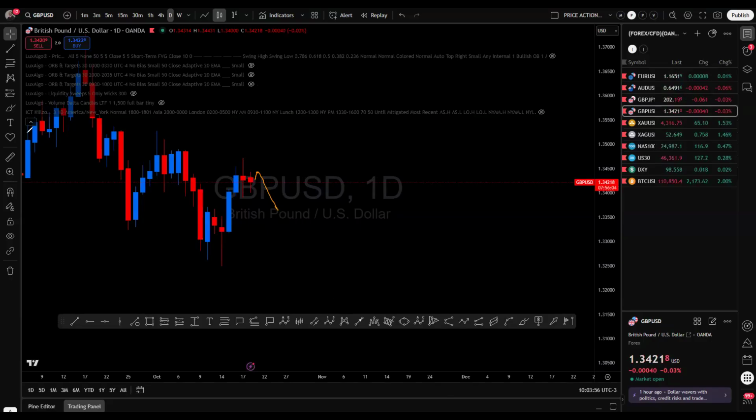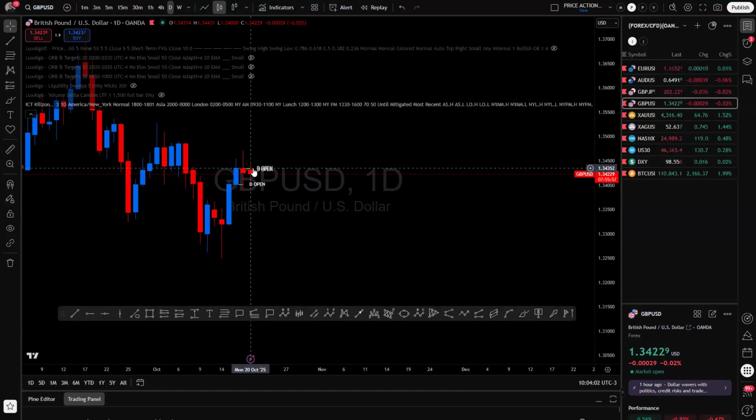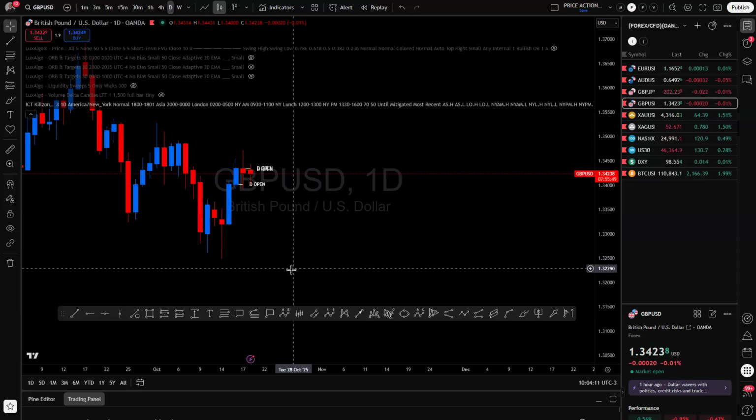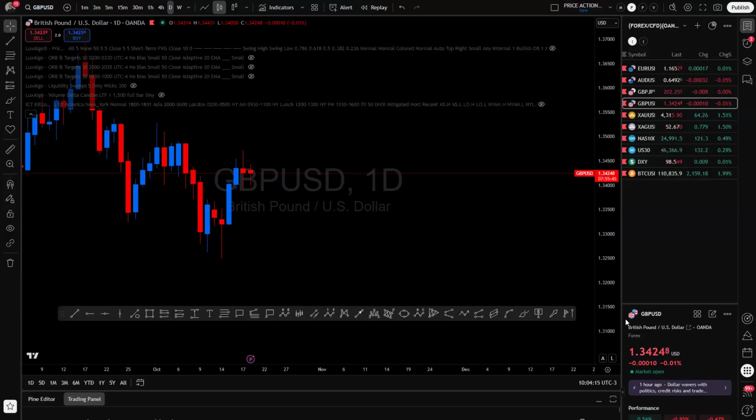And when we turn on the indicator here, we can see that price opened here and closed here. So it did close bearish, but there's not a lot of volume. But we should see some good volume pre-New York open, but we'll see how it goes.